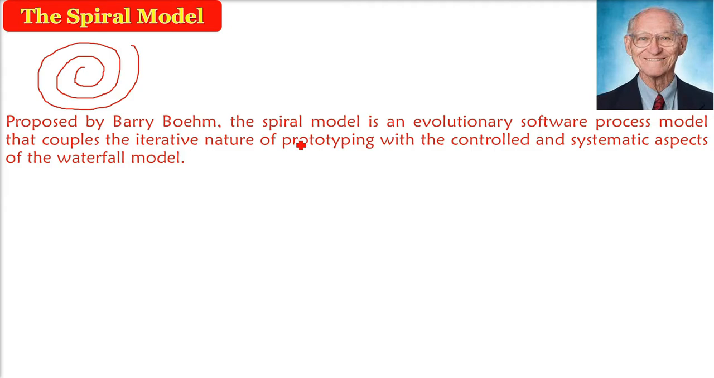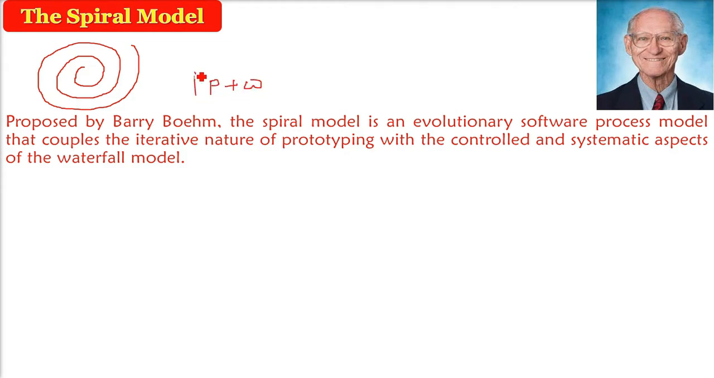So here we will see different kinds of observations people have for this particular model. So I'll take all the observations. This spiral model is an evolutionary software process model. That is, it will evolve. You'll start with a small version, then you will increase.